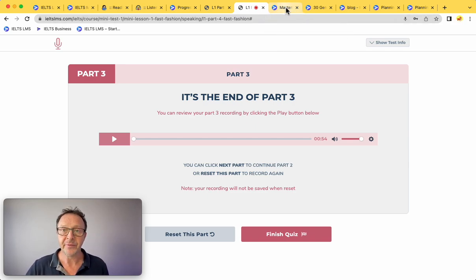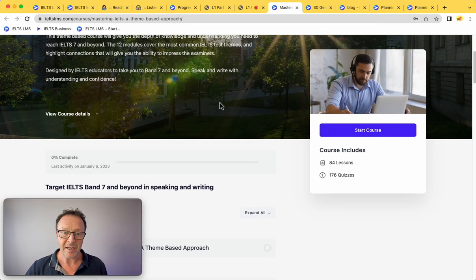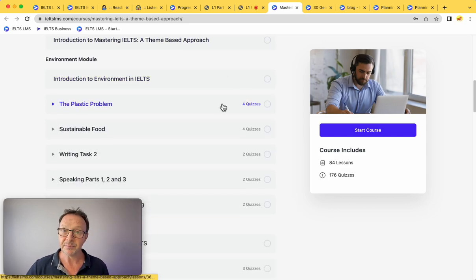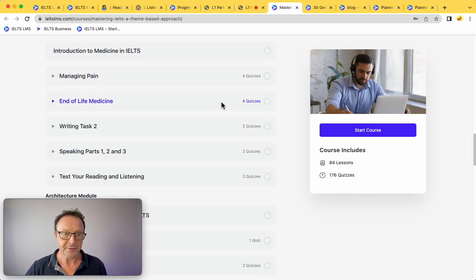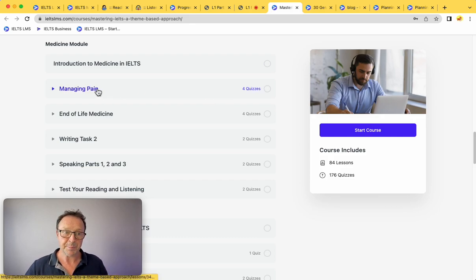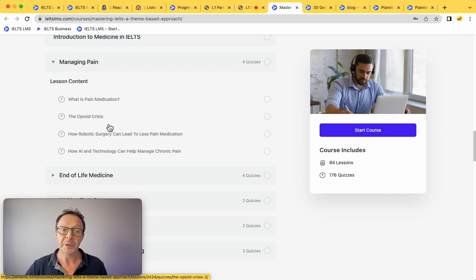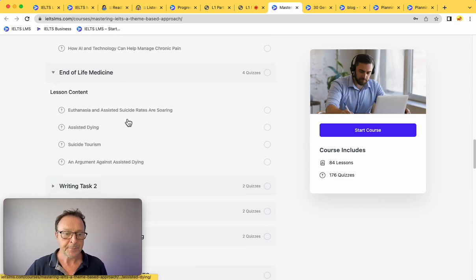We also have available Mastering IELTS, a theme-based approach, which is based on this same idea, where students go through different common themes: environment, technology, medicine, and so on. And they go through different aspects of this. So we've got here managing pain. And these are reading and listening quizzes, the same style, the IELTSLMS style of quizzes that help build knowledge. End-of-life medicine, this is quite controversial, but it comes up again and again in the test.